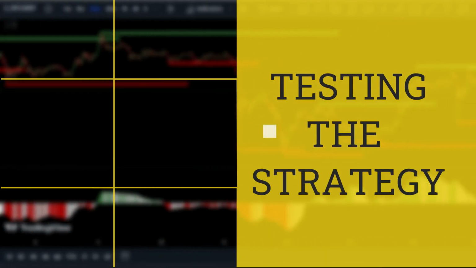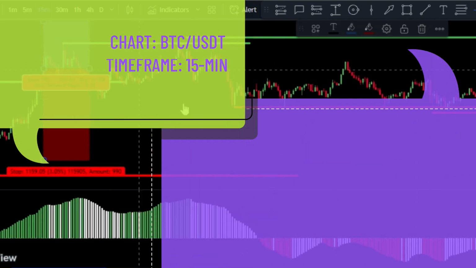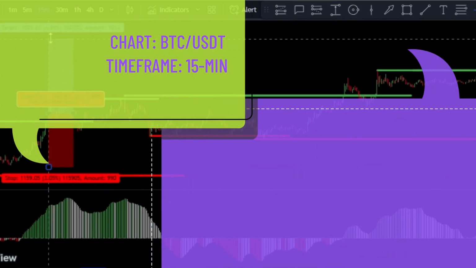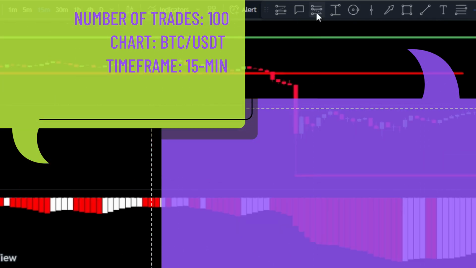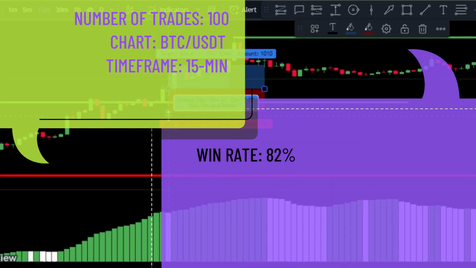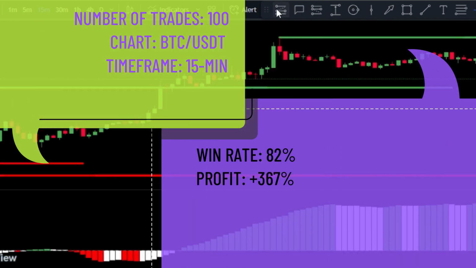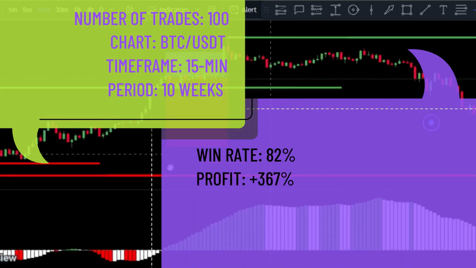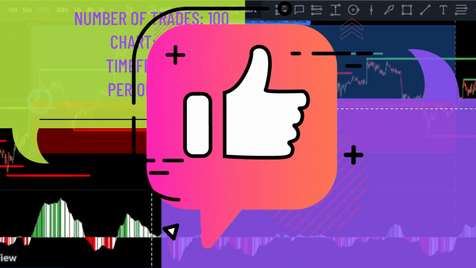Alright, let's see how this strategy performs when put to the test. We ran a backtest on the Bitcoin chart with a 15-minute time frame, and the outcome was quite remarkable. Out of 100 trades, the strategy boasted a solid win rate of 82%. What's more, it generated an impressive profit of 367% in just under 10 weeks. These results truly highlighted the potency of this trading strategy.